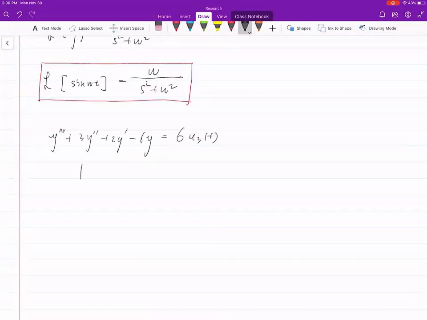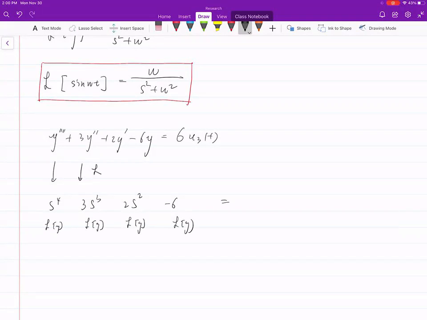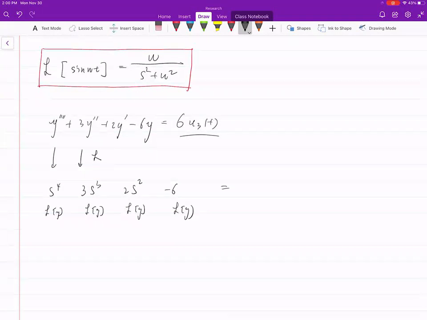However, let's do L. What's going to happen? This one will give you s to the fourth. This one is going to give you 3s cubed. This one is going to give you 2s squared. This one is going to be negative 6. Every single one has an Ly. On the other side, you are going to have some Laplace transform of this thing, whatever that is. You will have some y0, y prime 0, y prime prime 0, but like we said, they're just constants. For an initial value problem, you should already know them.